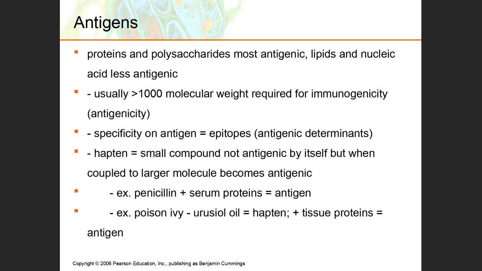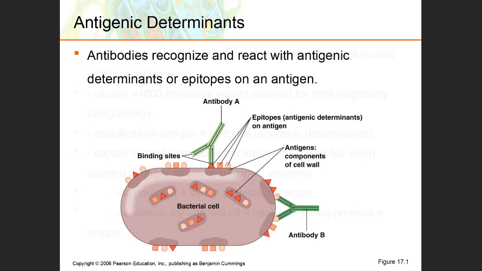So haptens, antigen wannabes, are small and insignificant until they combine with one of your body proteins. And then that looks foreign to the immune system. It usually causes inappropriate reactions, right? Things that you do not want to happen. But again, we'll talk about those next class.